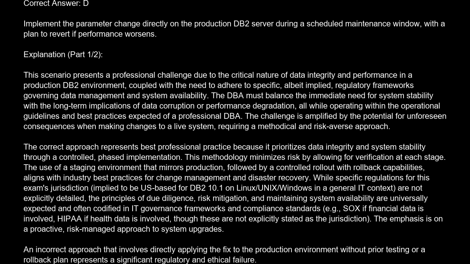often codified in IT governance frameworks and compliance standards, e.g. SOX if financial data is involved, HIPAA if health data is involved, though these are not explicitly stated as the jurisdiction. The emphasis is on a proactive, risk-managed approach to system upgrades.